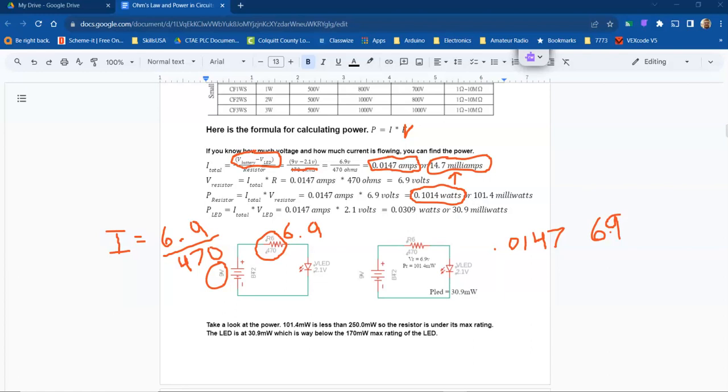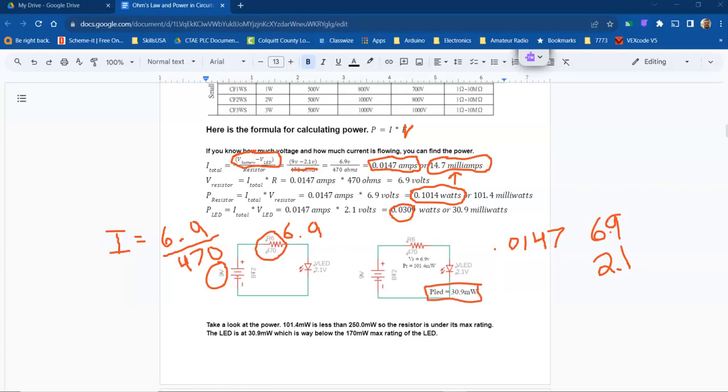The LED has a fixed voltage of 2.1 volts. So you're going to multiply 0.0147 times 2.1 volts. Those are all units. You have watts, you have current, which is amps, times volts, and that is going to give you 0.0309 watts, or 30.9 milliwatts. And that is the power that is going through the LED.